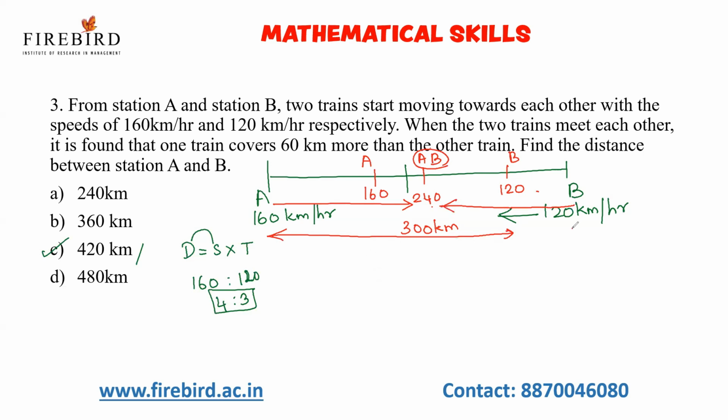See, because the total distance is 420. Okay, minus 240. We get around 180. And the difference between the distance is what? 60 km. See, B has travelled only 180, but A has travelled 240. So, 60 km more the train A has travelled when compared to train B. So, 420 km is my answer. I can guess what it is.